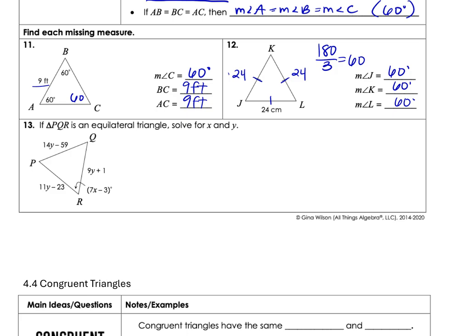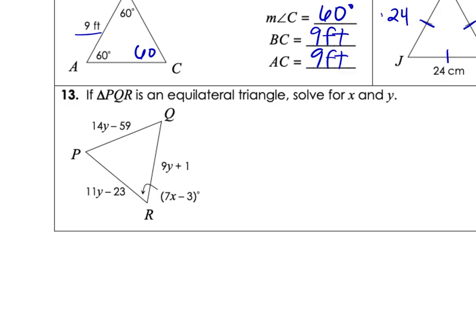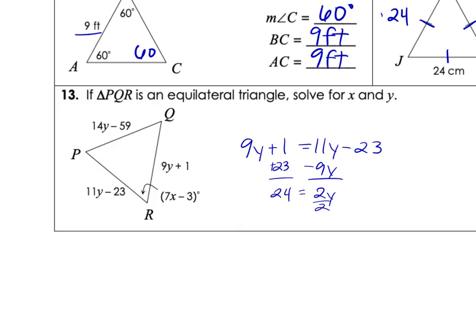What'd you do with this one? For the outside, you just set them equal to each other, or just pick 2 and set them equal. Pick 2, any 2, right? They're all going to be the same length. So pick 2 sides. You can go 9y plus 1 equals 11y minus 23. So take away 9y, add 23, divide by 2. Okay, so you get your y. y is 12. How do you get x?